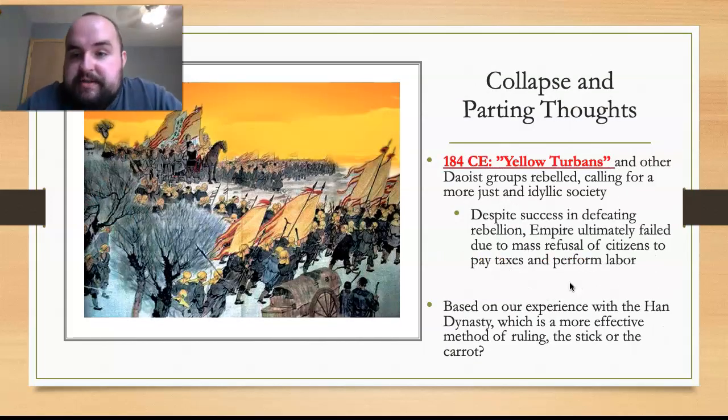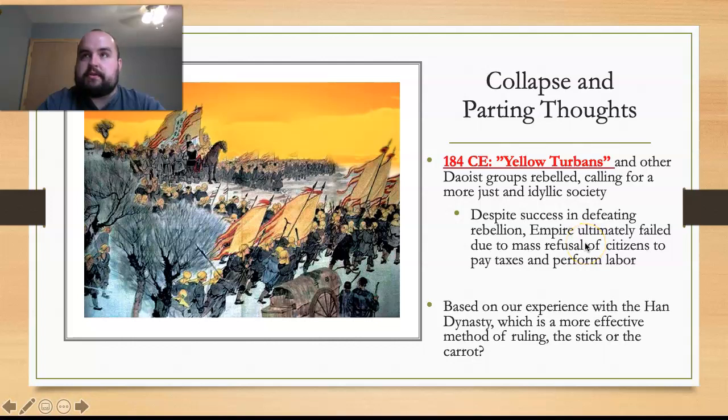However, just to sort of wrap things up for us on the state of China at this point, by 184 CE, the Yellow Turbans and other various groups had rebelled because they wanted a more just and idyllic society where wealth was more evenly distributed. The empire was able to ultimately defeat the Yellow Turbans, but they were ultimately unable to reestablish control over the dynasty because there was a huge mass refusal of citizens to pay any taxes or to participate in any labor.